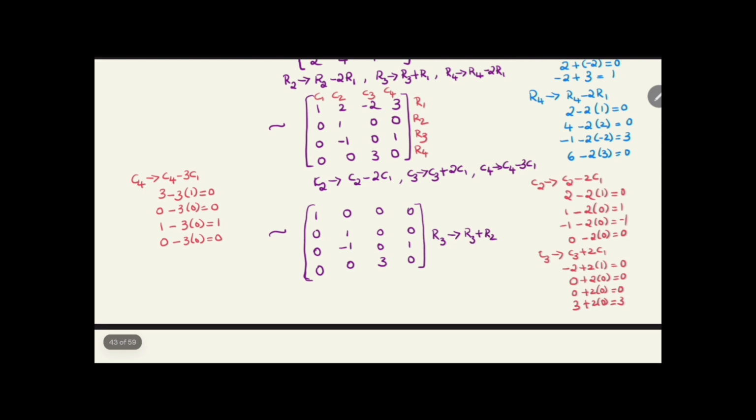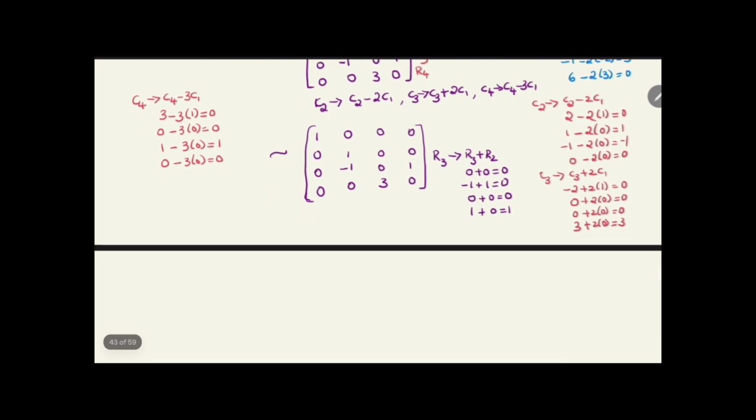Okay, what is the first element of R3? 0 plus 0, which is nothing but 0. Okay, second element of R3 is minus 1 plus second element of R2 is 1, which is nothing but 0. Okay, and third element of R3 is 0 plus 0, that is nothing but 0. And what is the fourth element of R3? It is 1 plus R2, it is 0, which is nothing but 1.